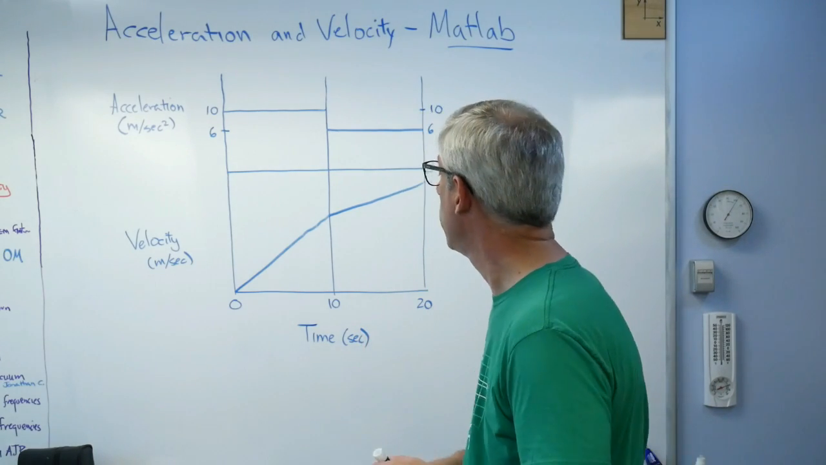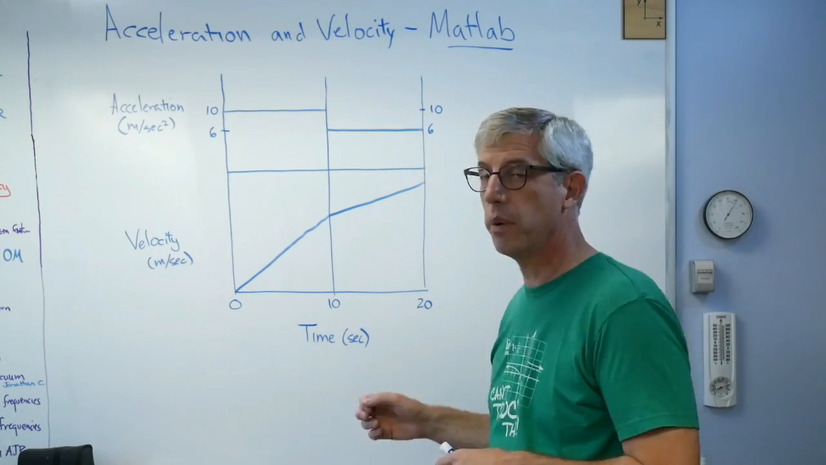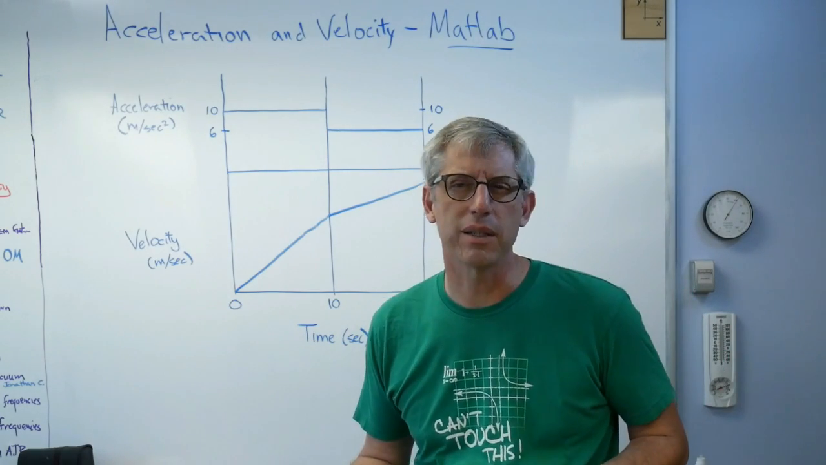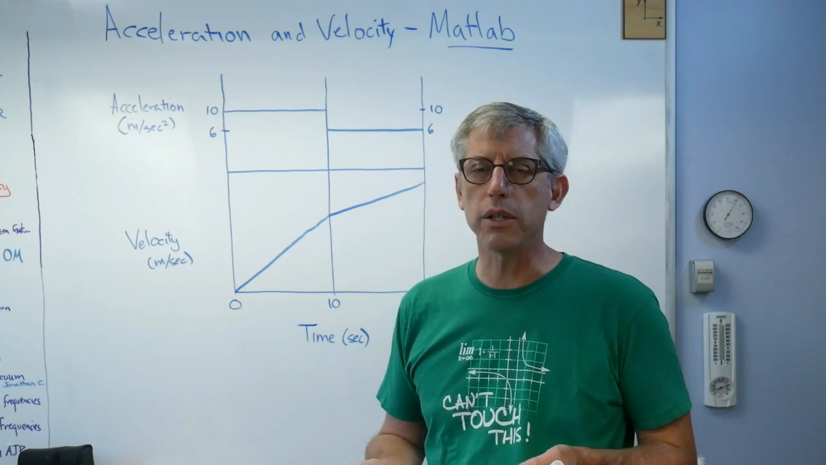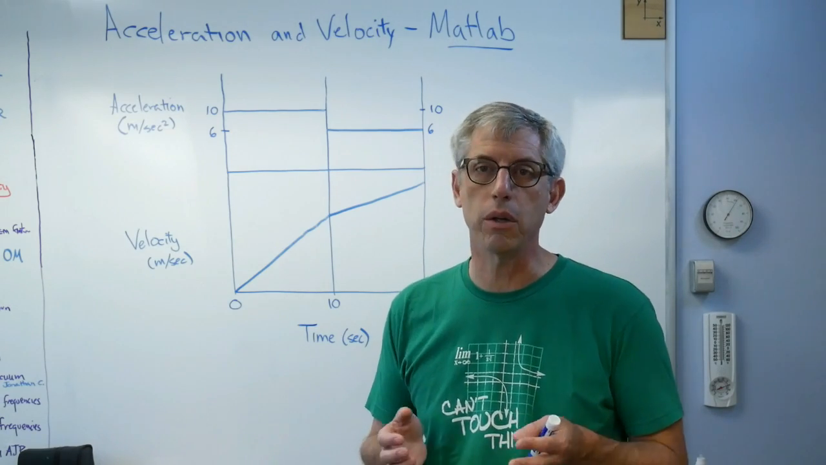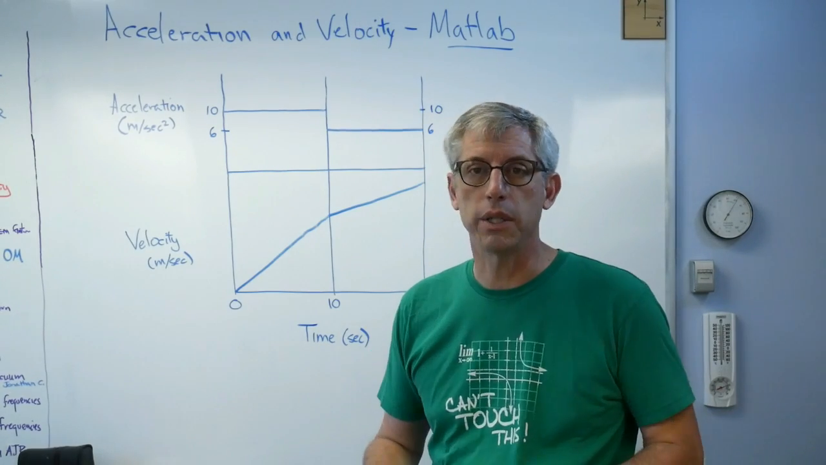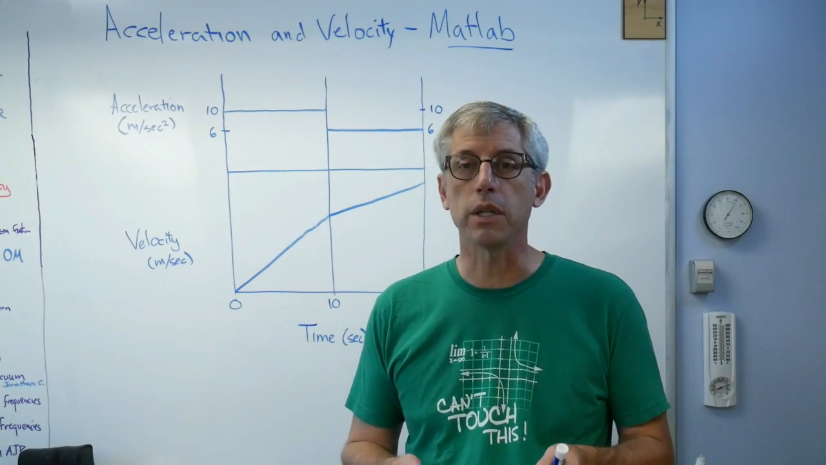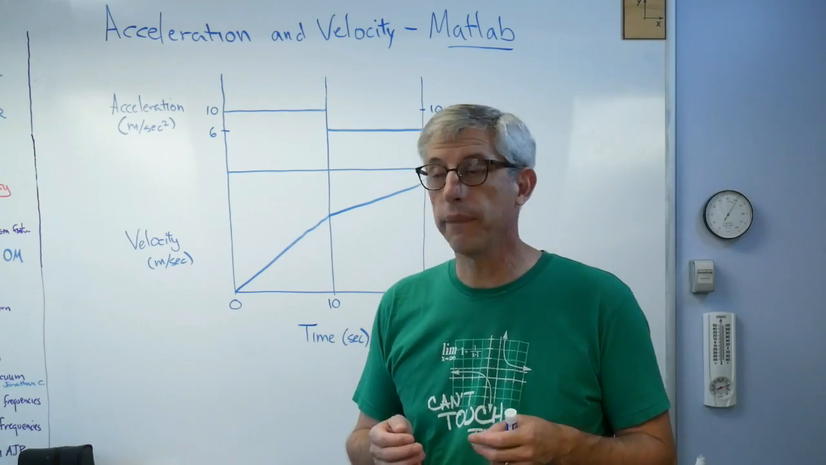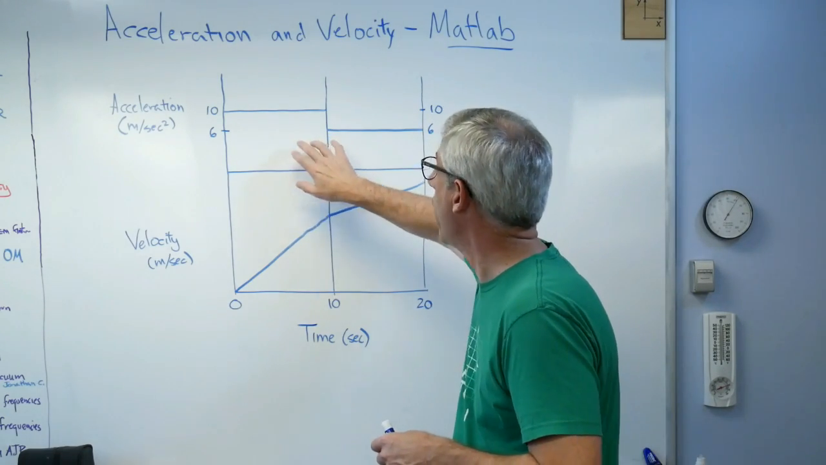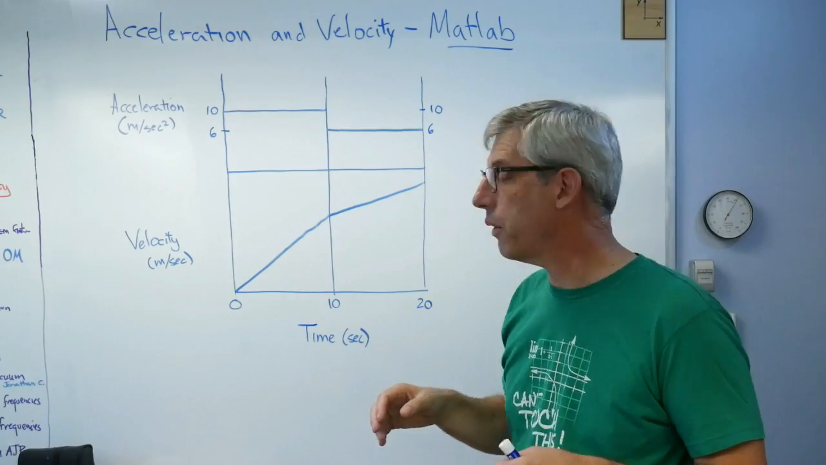So here we go. I've got a body accelerating over the course of 20 seconds. A body is accelerating. What do you mean by a body? Well, a body is just any moving object. It could be a car, it could be a skateboard, it could be a cheetah chasing after a wildebeest, I don't know, whatever it is. But it's some object that's moving. And it's moving in this way. This plot shows how it accelerates.